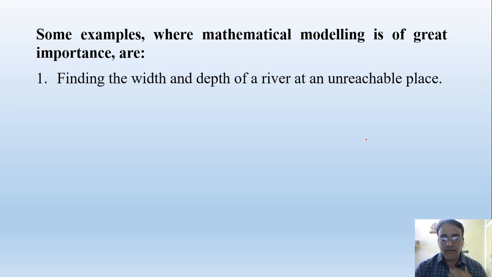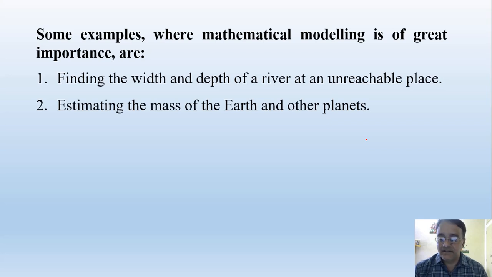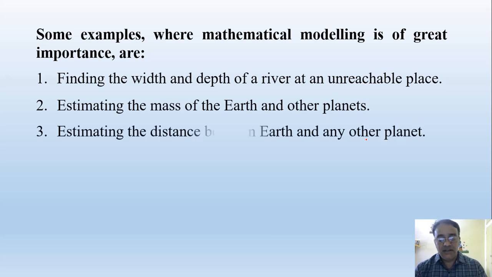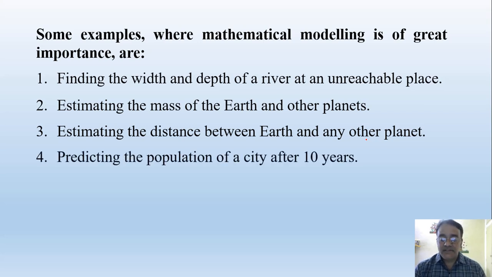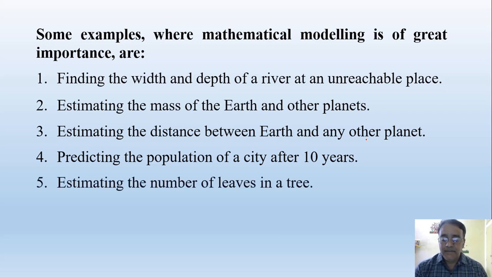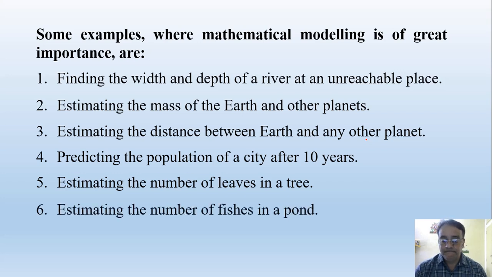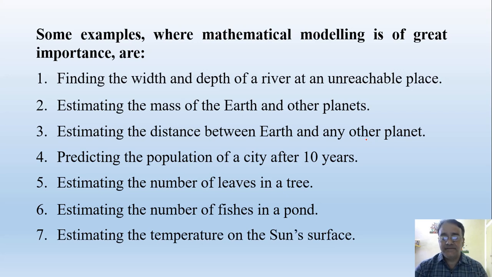Like that, estimating the mass of Earth and other planets, estimating the distance between Earth and any other planets, predicting the population of a city after 10 years, estimating the number of leaves in a tree, estimating the number of fishes in a pond, estimating the temperature on the sun's surface. These are all real life estimations, and that can be done by using mathematical modeling. So there are a very large number of advantages of mathematical modeling.